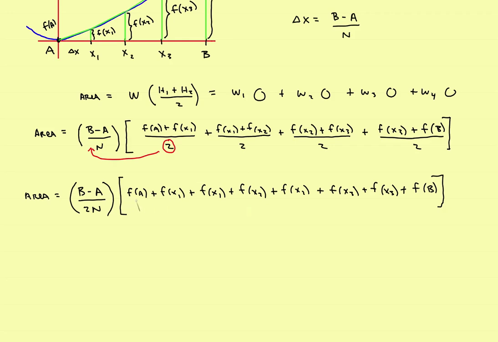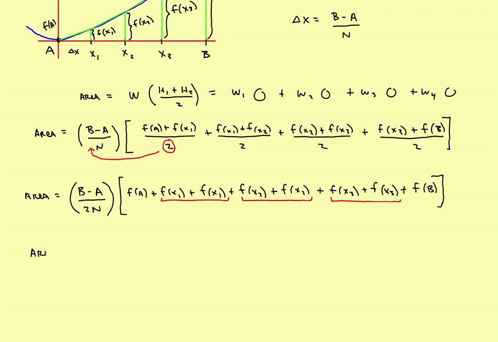What you've actually got is an f of a all by itself. But notice, you've got f at x1 twice. You've got f at x2 twice. You've got f at x3 twice. So all the ones in the middle occur twice. The left endpoint and the right endpoint just show up once, but everything else is twice. So what that does, it gets you to this.